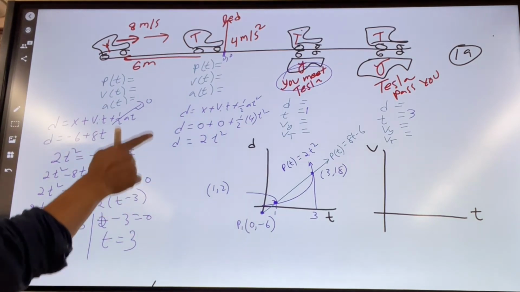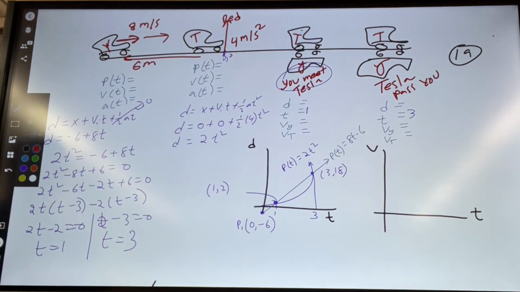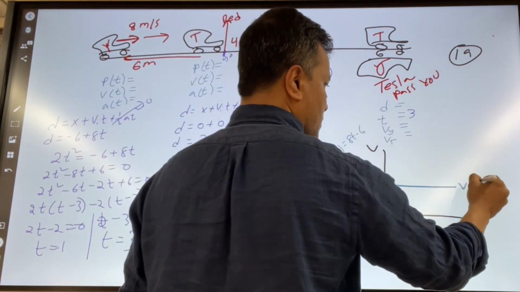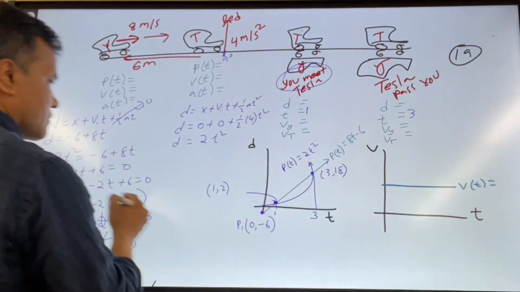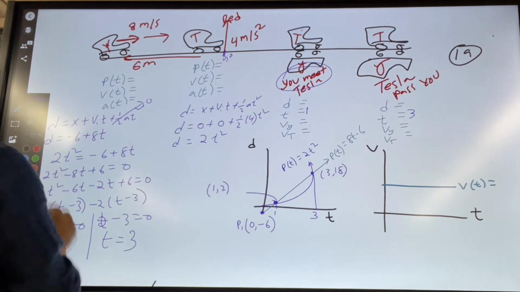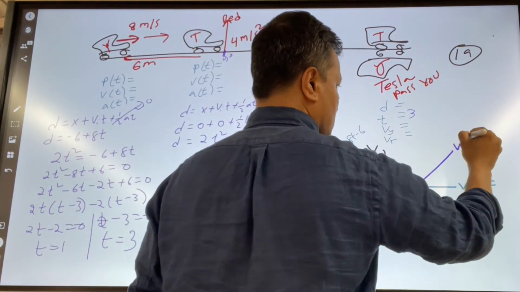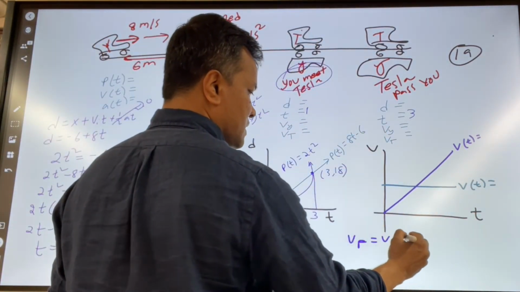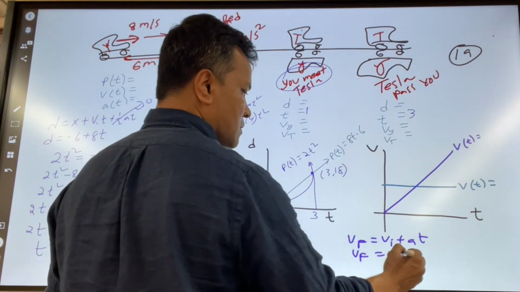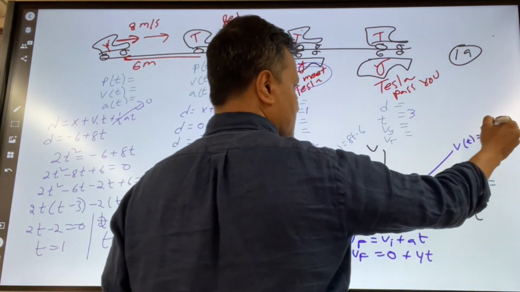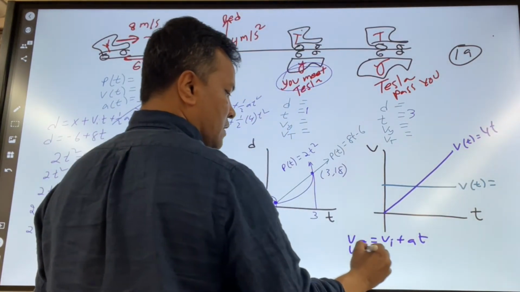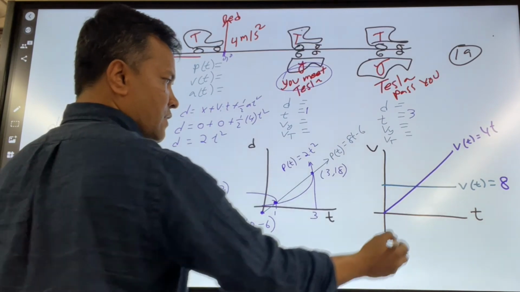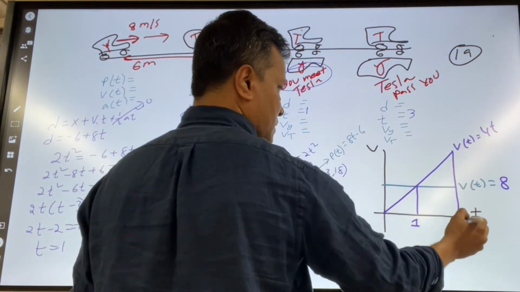All right, now we want to convert it to the velocity versus time graph. This would be the velocity of Tesla. I'm sorry, velocity of you. Tesla, I want you to find the position function. To find the velocity function, you have to write Vf is equal to Vi plus at. Tesla's initial velocity is 0, and Tesla's acceleration is 4t, so 4t. Your initial velocity is 8, your acceleration is 0, so just 8. We already found the time, so this is 1 and this is 3.